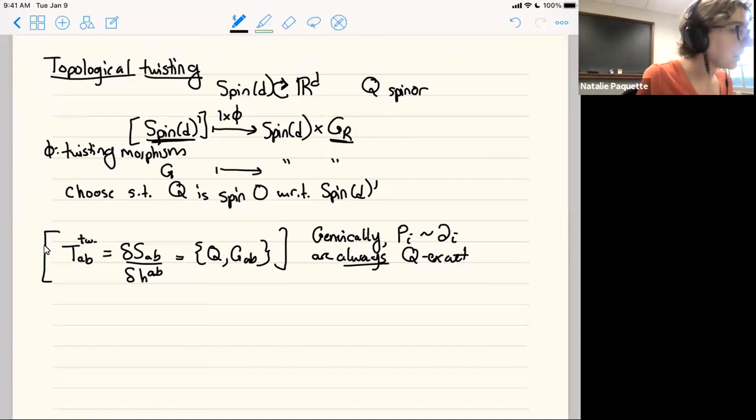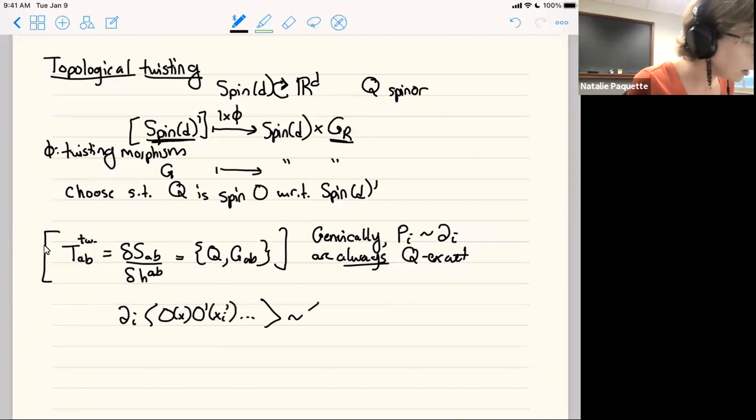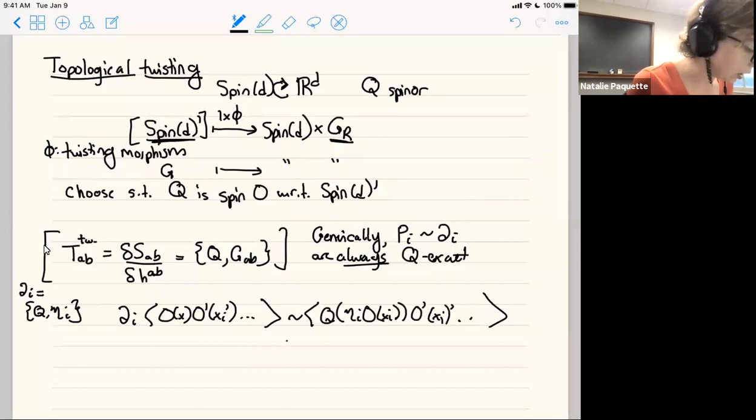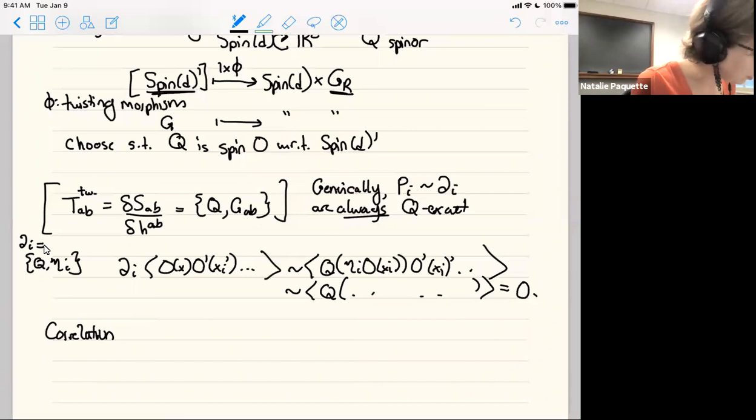Since translations are Q exact, they are trivial in cohomology, which means correlation functions of Q closed observables cannot depend on the positions of the operators. Explicitly, if I have some translation operator and I want to know how it acts on my correlation function of Q closed operators, let's say the momentum or translation operator is Q of eta. Then I can do the same kind of manipulation that I already did in the BRST case, pull the Q outside of everything, and it is zero. So correlation functions of operators in the twisted theory are position independent.